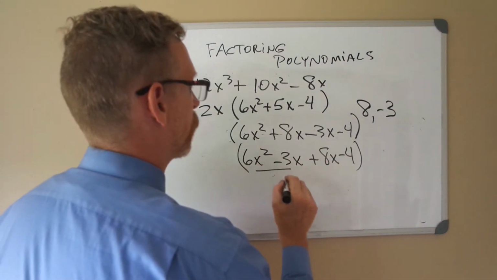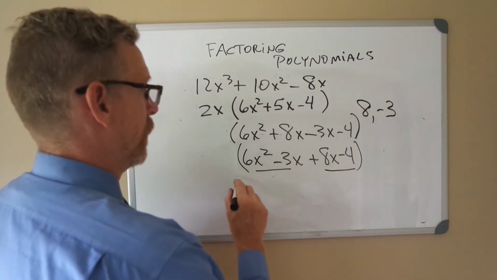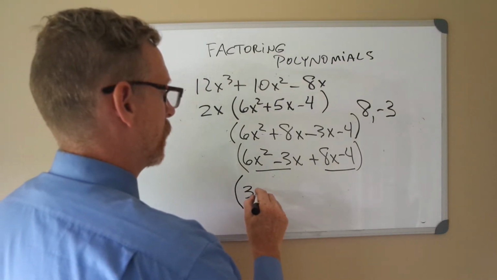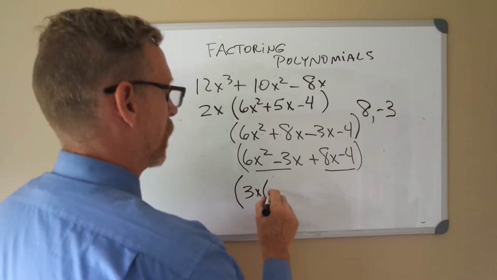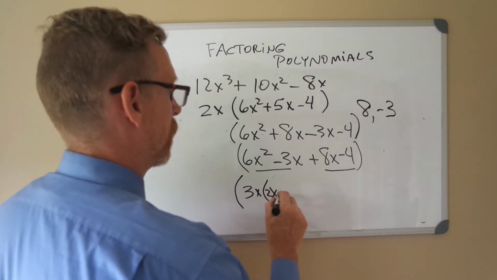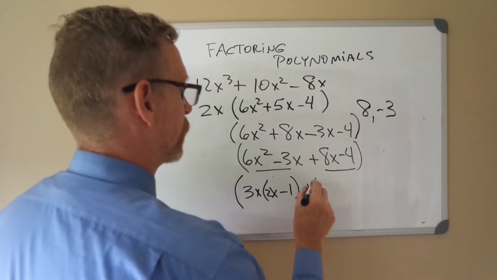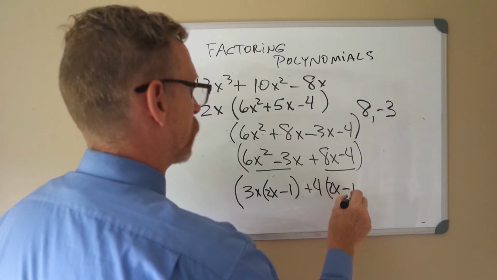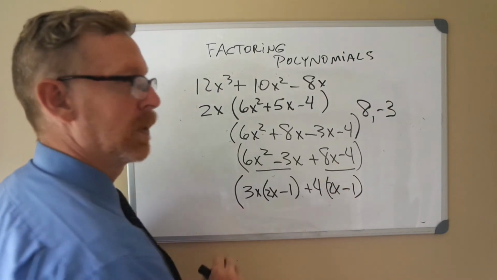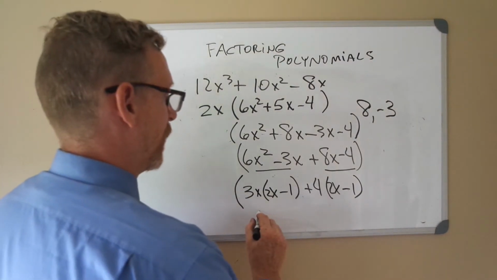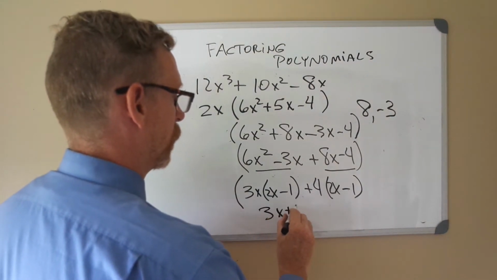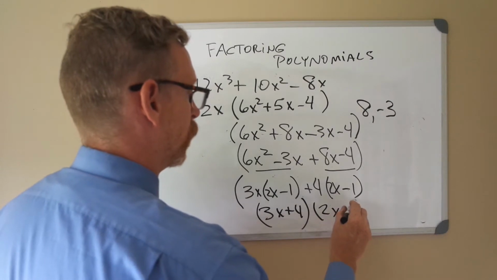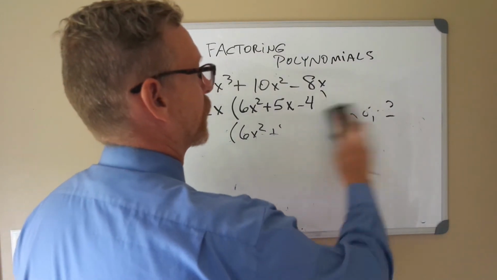And we can regroup and factor those, and we get 3x times 2x minus 1 plus 4 times 2x minus 1. So we have the same factors within those, and that can be written as 3x plus 4 times 2x minus 1. So now let's go to the special factorizations.